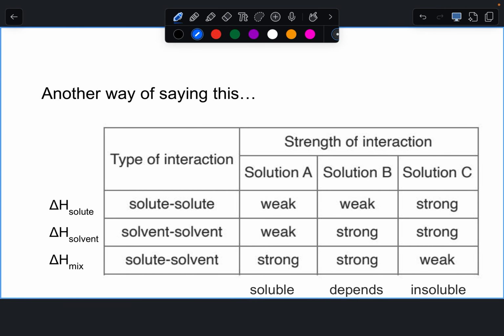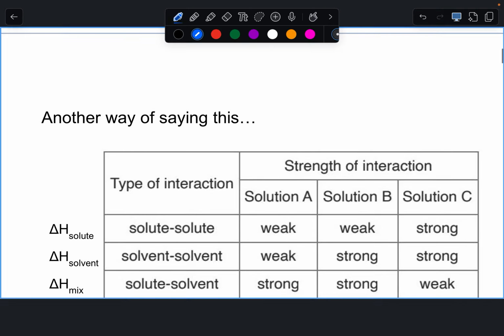So in that case, it would be soluble because that strong interaction kind of drives them together to form a solution. You can draw like a little energy diagram for this too. So the first 2 steps are relatively small, but the last one is big. So you get a release of energy there.